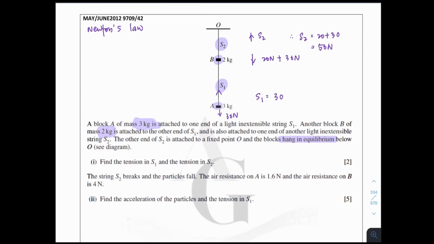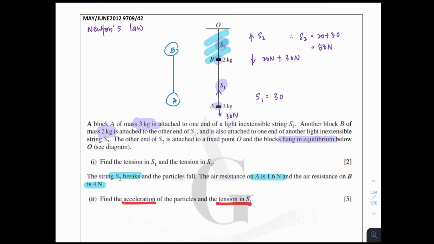For the second part, it's mentioned that the string S2 breaks and the particles fall. The air resistance on A is 1.6 Newton and the air resistance on particle B is 4 Newton. So there's no more S2 here because it breaks. Then it's just left with particles A and B. Let me sketch the diagram again. This is B connected to A. For part 2, you are asked to find the acceleration of the particles and the tension in S1.